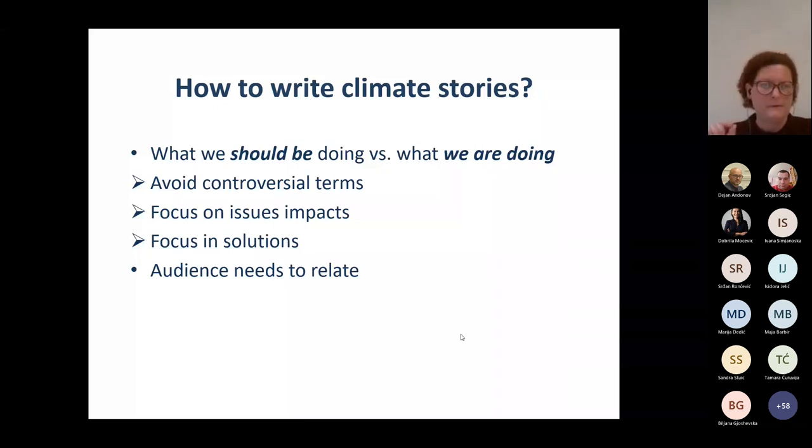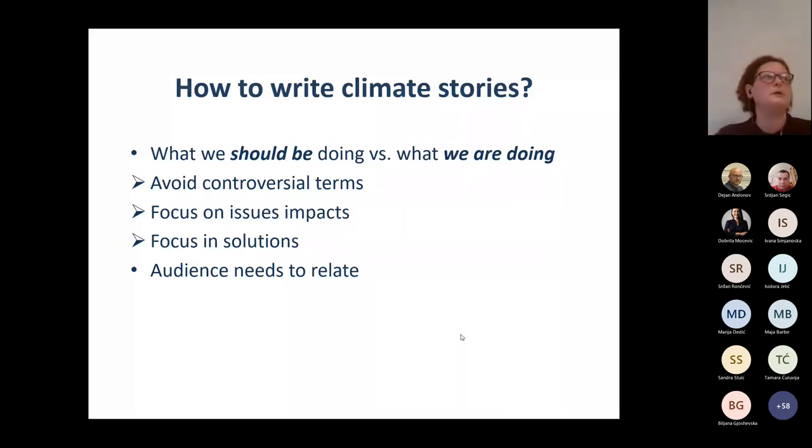There are some tips for anyone who would like to get involved as a journalist regarding climate change or other environmental issues. Of course, when we write a story, we do not need to write controversial terms. We do not need to use much jargon, science terms, because the public, the audience, can be confused. Of course, we have to be focused when we write climate stories on the issue impacts.